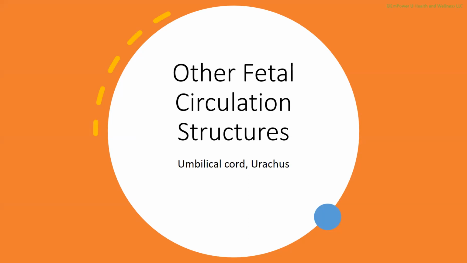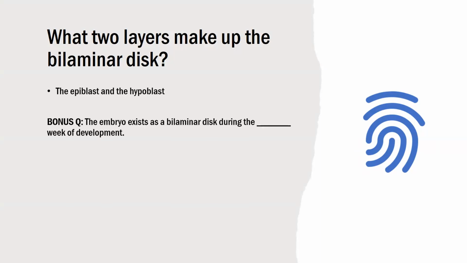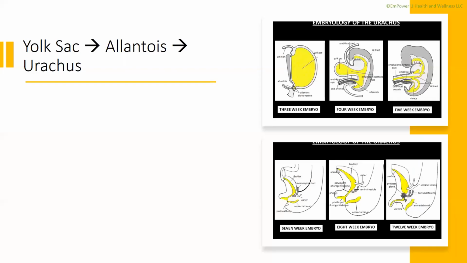Some other fetal circulation structures, I would say these are a little bit more high yield than the maternal structures in the placenta. But first, what two layers make up our bilaminar disc? Epiblast and hypoblast. And which one develops into the germ layers? Epiblast. Great. Epiblast becomes your germ layers. And it's during week what that this happens? Two layers during week 2. Excellent. Your second week.